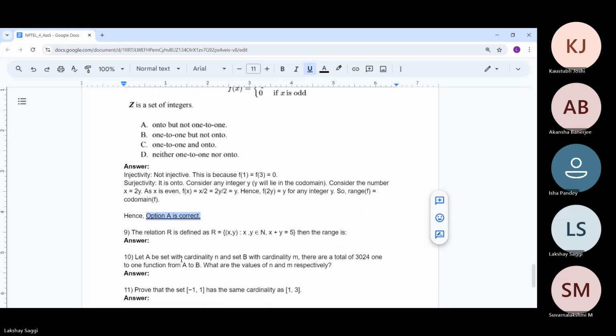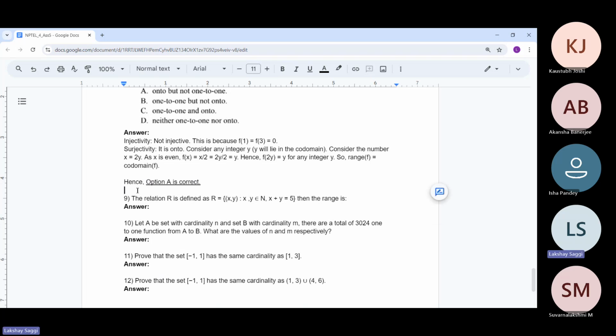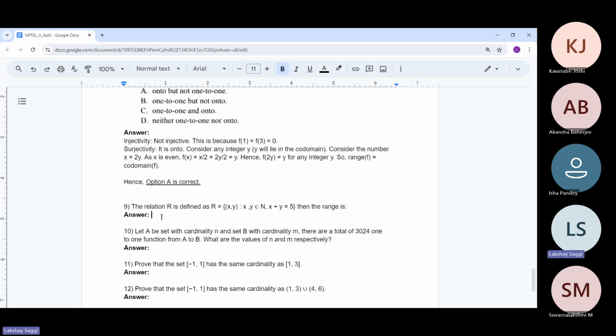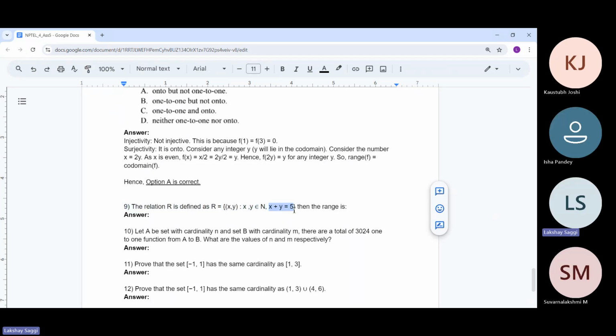Okay, then I guess we can move on to the next question. So this says that the relation R is defined as R equals (x, y), such that x, y are natural numbers and x plus y is equal to 5. So we are defining a relation where x and y are natural numbers and the tuples (x, y) are such that x plus y is equal to 5.